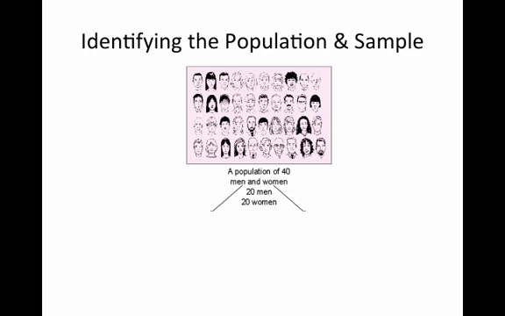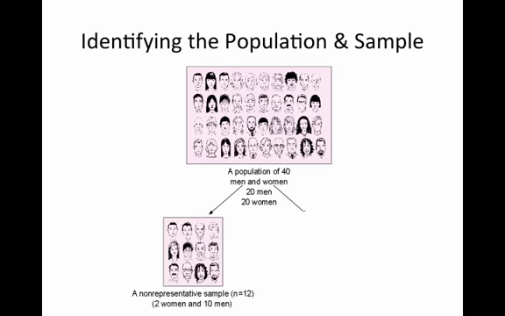So let's look at an example. We have 40 individuals here in our entire population. This may be the makeup of a class. We've got 20 men and 20 women. If we were going to break them up into two groups, we wanted 12 members in each group. A non-representative way would be to just pick 12 individuals. In this instance, we got 2 women and 10 men. We can see that based on gender, this is not proportional or not representative to the entire population.